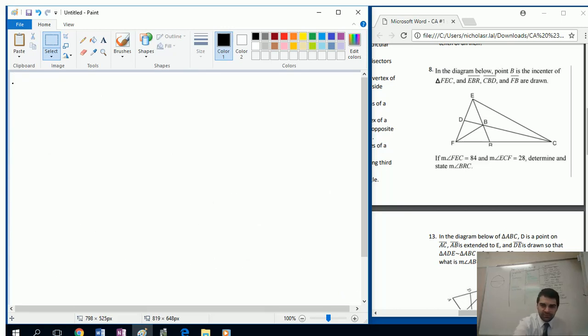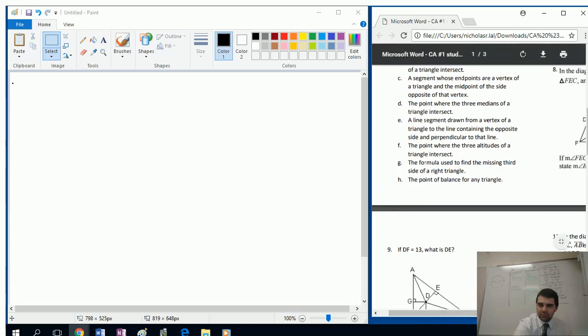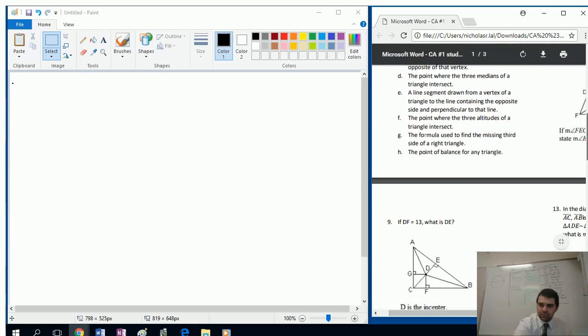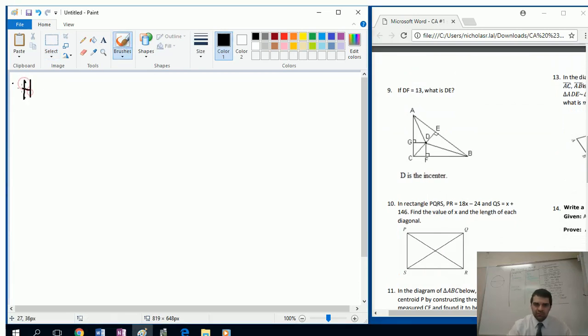Number 9. If DF is equal to 13, what is DE equal to? So number 9 is DF is equal to 13. What is DE equal to? So let's draw our triangle.